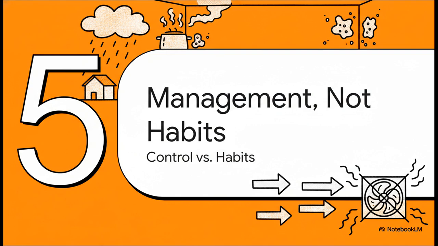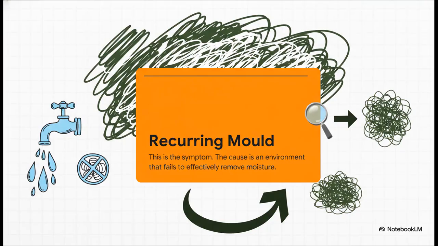The mold that keeps coming back isn't a failure of your cleaning routine or your cooking habits. It's actually a sign that the kitchen's environment itself just isn't built to handle the moisture that cooking naturally creates. So the key here is to think about symptom versus cause. The mold you keep cleaning away, that's just the symptom. The real root cause is an environment that simply cannot get rid of moisture effectively. And as long as you only treat the symptom, the cause is still there and the mold will just keep coming back.